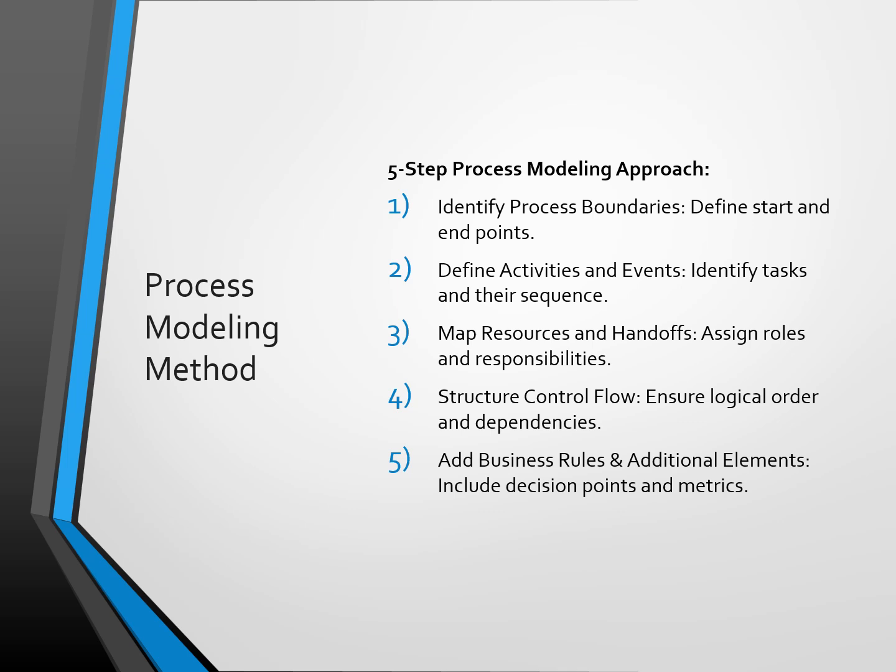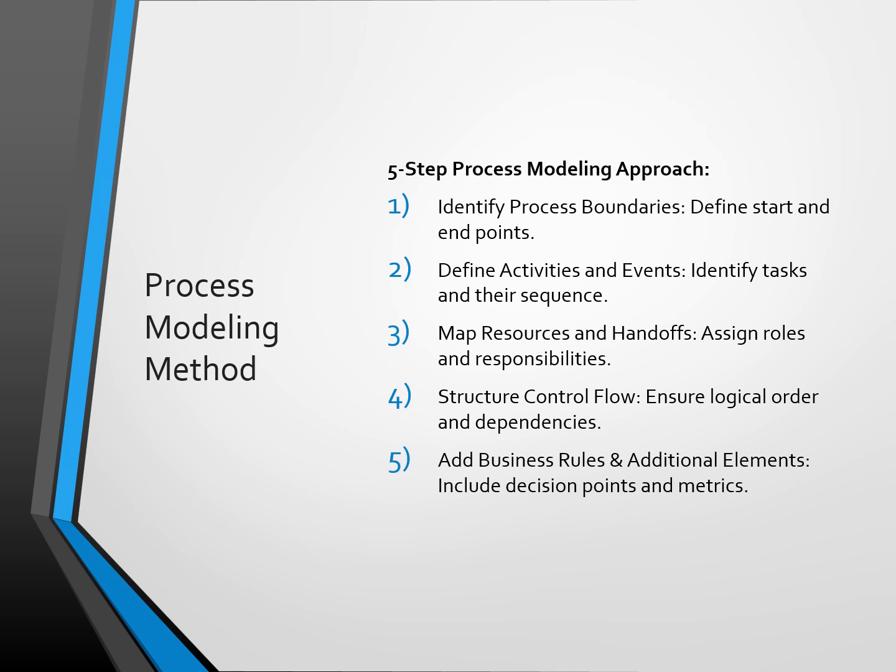So this is the third step, and the fourth step is structure control flow. Structure control flow organizes the sequence of tasks, including decision points and alternative paths. The fifth step is to add business rules and additional elements: incorporate rules, conditions, and performance metrics to make the model useful for optimization.